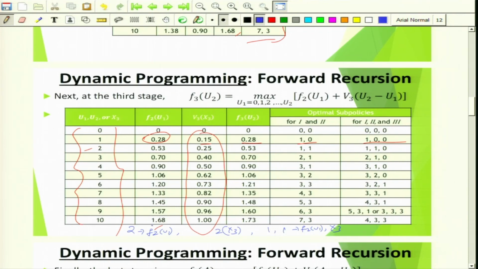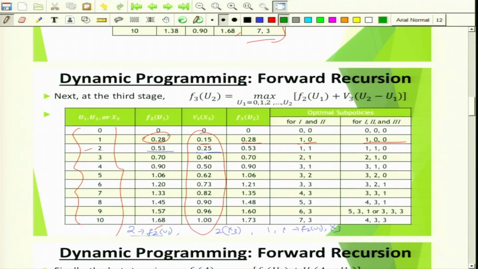Let's say you totally invest 2 units in the best combination of x1 and x2, which we call F2 of U1. What is the profit that you are going to get? 0.53. Now if you totally invest in the x3 venture, how much do you get? 0.25. So which is the best again? Totally invest, or take one each. Let's say one each means 0.28 plus 0.15.